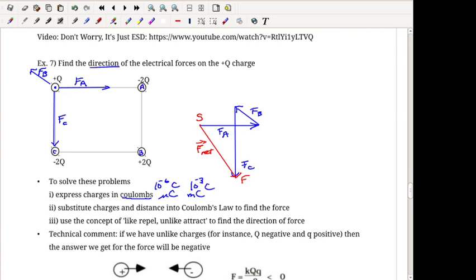Then we're going to substitute the charges and distances into Coulomb's law to find how big the force is. And again, Coulomb's law: F equals K Q1 Q2 over R squared. And then we're going to use the concept of like repel, unlike attract to find the direction of the force, just like we did for example number 7. So it's kind of a 3-step process. Steps 2 and 3 are more involved than step 1.